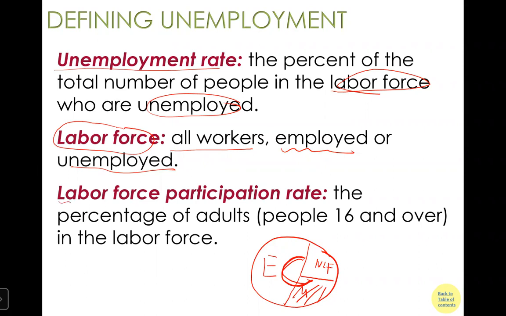Now, the labor force participation rate. This is the percentage of adults in the labor force. Essentially, this big pie is the adult population, and we are asking how many people inside here are employed or unemployed. So those are the definitions.